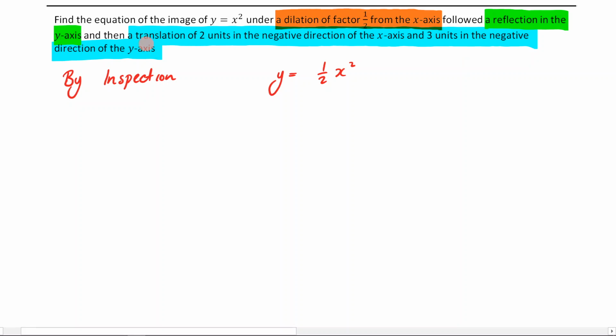Okay, let's keep on going. It says a translation of 2 units in the negative direction of the x-axis. So that means I'm going to get x plus 2 squared. And then 3 units in the negative direction of the y-axis. That means minus 3 here. So that right there is going to be our answer. Let me just highlight it.